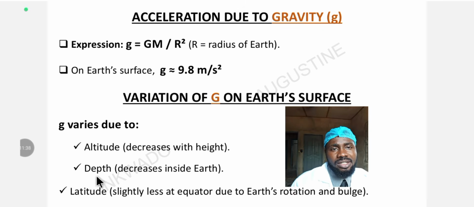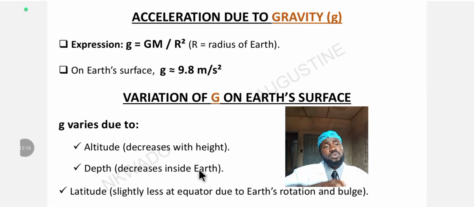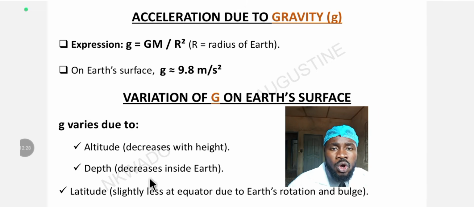The next factor that affects gravity on the surface of the Earth is depth. You know what depth means. Gravitational pull decreases inside the Earth. So if we go deep into the Earth, the gravitational force is very low. It decreases inside the Earth. It's low here.